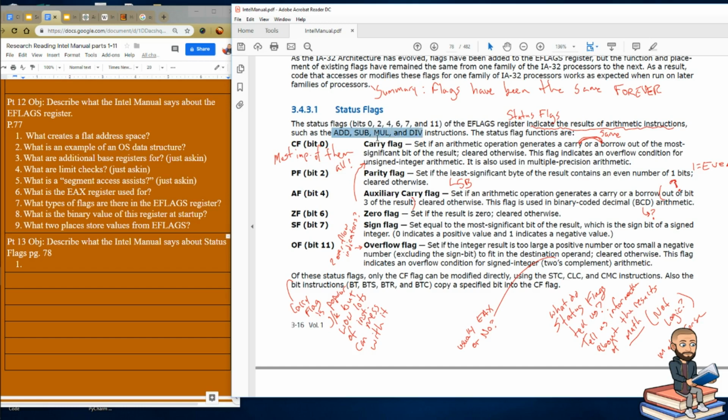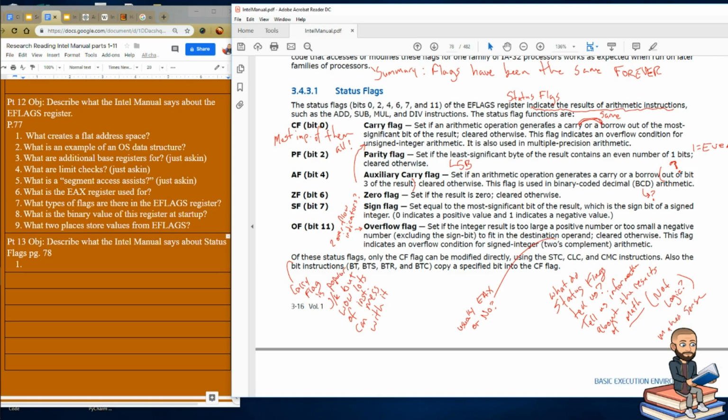By the way, when computers multiply and divide, it's really interesting. All you have to do if you're multiplying by 2 is shift the bits over. It's called a left shift. If you're dividing by 2, you just right shift by 1. Same with dividing by 4: you would right shift twice, and you just keep following that pattern. But here it says the status flag functions are, and so it's going to tell us all the functions.